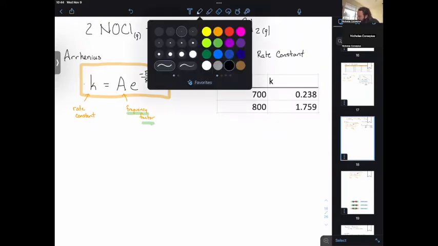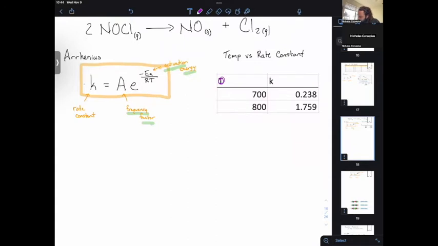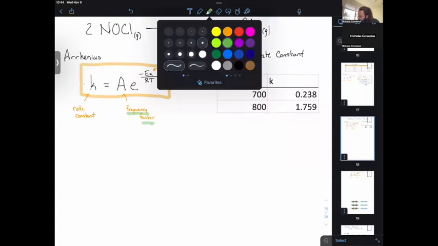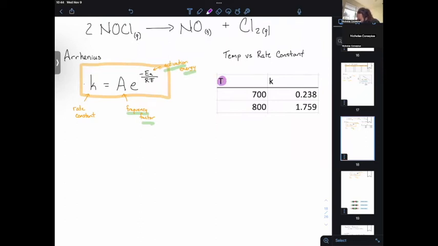If we look here, the temperature is this term in my equation. K is this term here. We always have R, because R is just that 8.314 that we're going to divide by 1,000 to put it into kilojoules. So the only two things that we're missing are the activation energy and the frequency factor. That's what we're going to be solving for here.